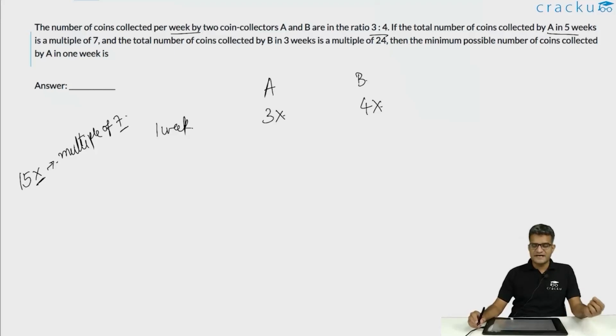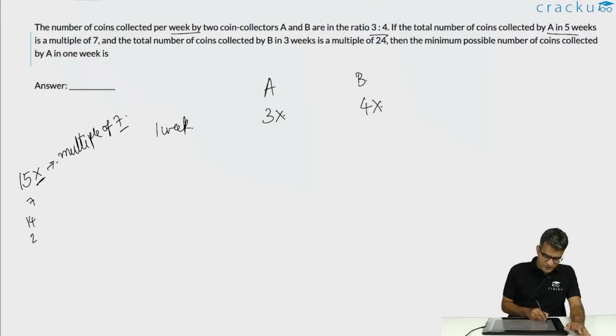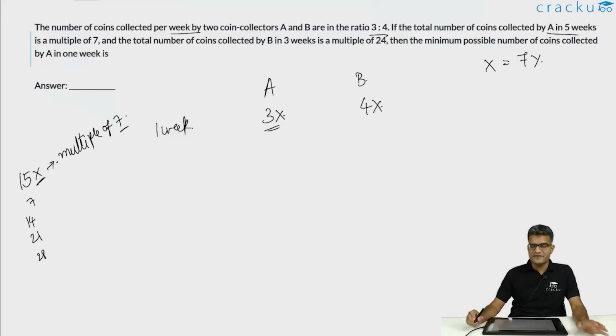So if x is any number, say 1, 2, 3, 4, 5 or 6, 15 times that number will not be a multiple of 7. For 15x to be a multiple of 7, x has to be either 7 or 14 or 21 or 28, or some number which is a multiple of 7. So let us assume that x is of the form 7y. Therefore, the number of coins collected by A in 1 week will be 3x, which is 21y.